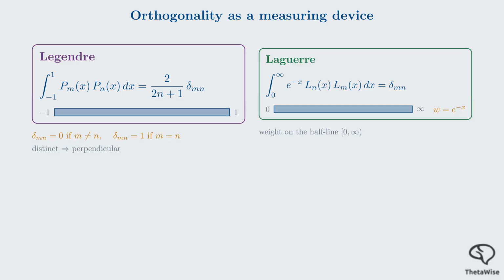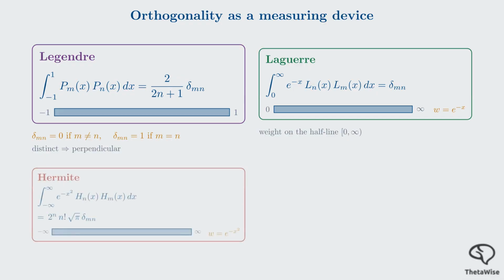For Hermite polynomials, the weight is e to the negative x squared, and the integral from negative infinity to infinity of e to the negative x squared H sub n of x H sub m of x dx equals 2 to the n times n factorial times the square root of pi times delta sub mn.